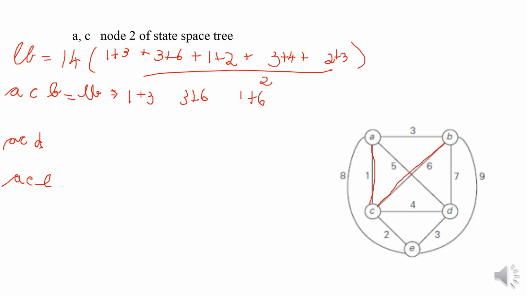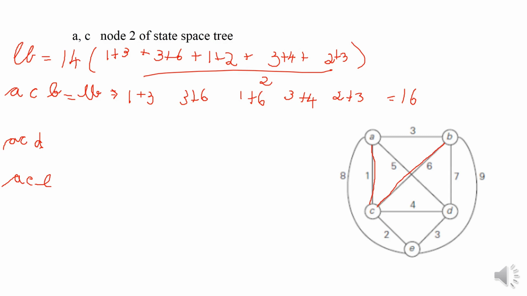Then for D, you could take the least 2, that is 3 plus 4. And for E, you could take the least 2, that is 2 plus 3. Now if you find the sum of all these and divide it by 2, then you will be getting the lower bound as 16.